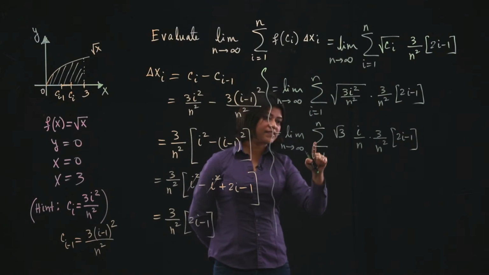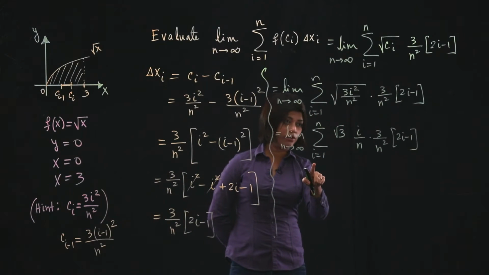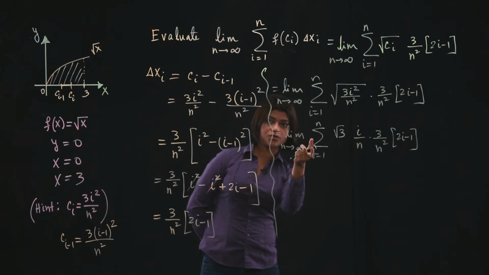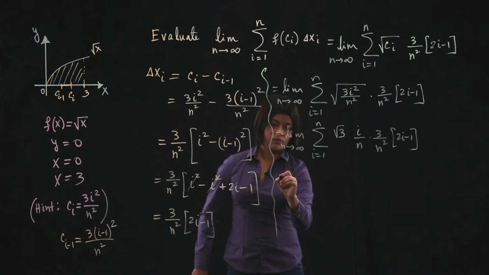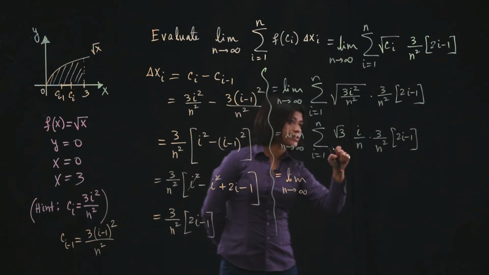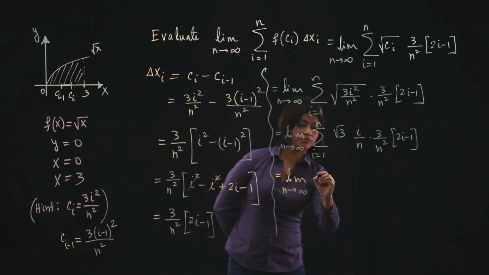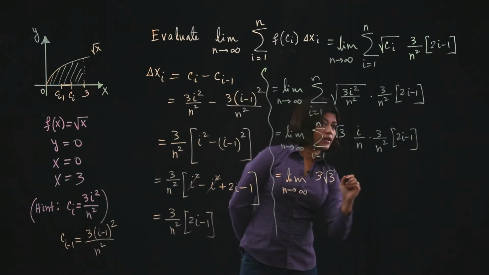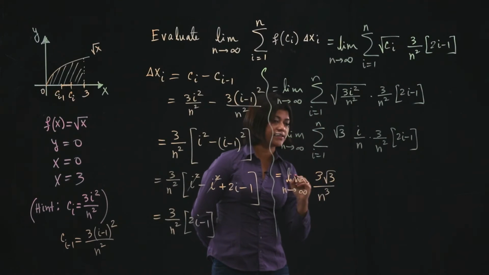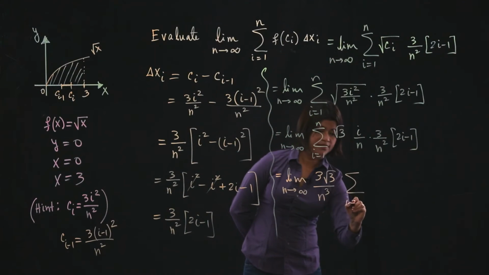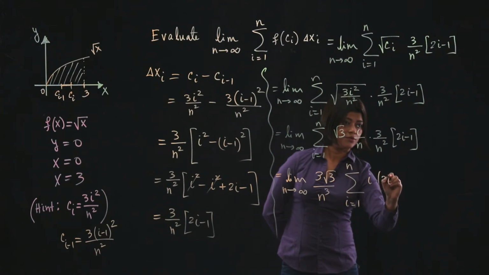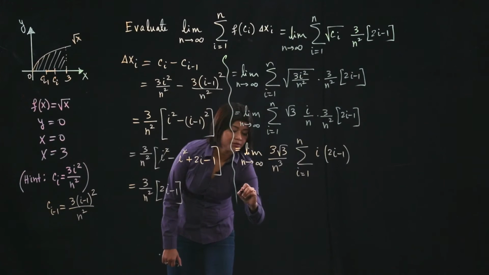Notice that this summation is over i. So i is the variable, everything else is a constant. So you can pull out all the other constants outside the summation, but keep it inside the limit. So let's see. We will have 3 square root of 3 divided by n cubed. Pull that outside the sum, and inside the summation, we have an i and a (2i minus 1). So we continue.